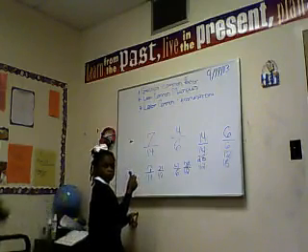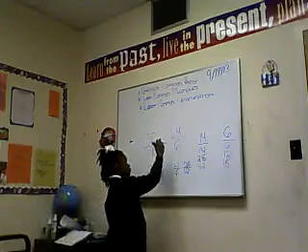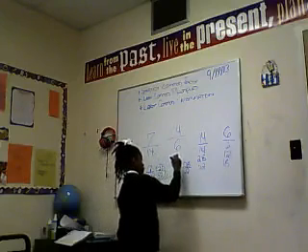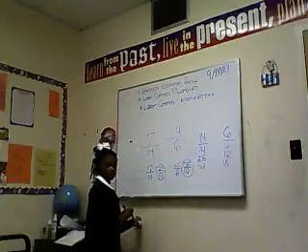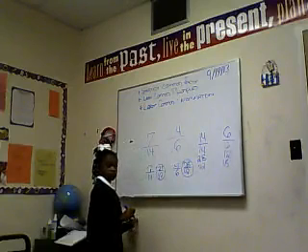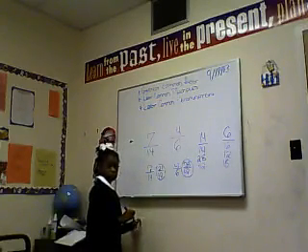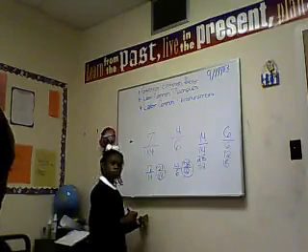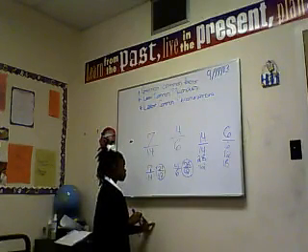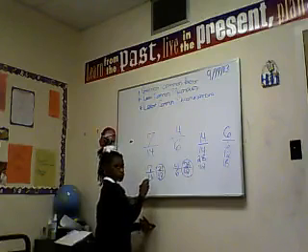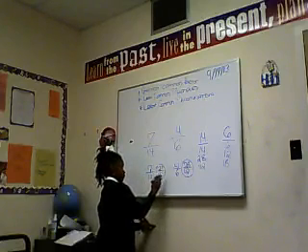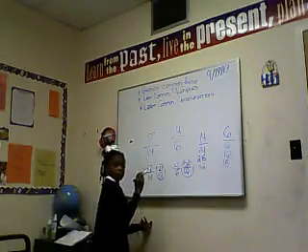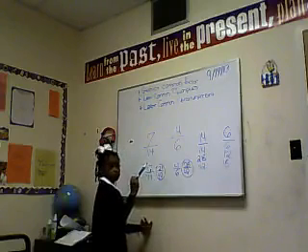Circle 21 over 42. Circle 28 over 42. Those are your equivalent fractions. That's the same thing as 7 over 14 and 4 over 6. So is 21 over 42 less than, equal to, or greater than 28 over 42? Which is less than, greater than, or equal to? Is 21 over 42 less than 28 over 42? Why?